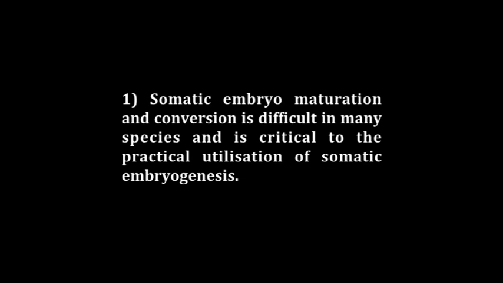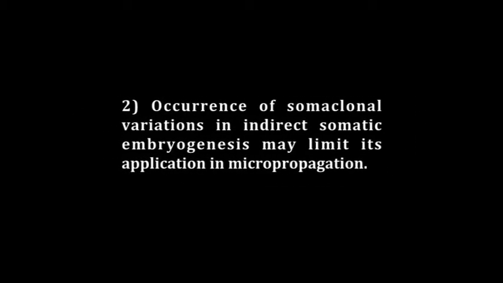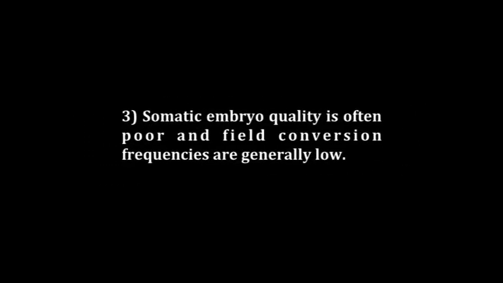Let us now see limitations of somatic embryogenesis. Somatic embryo maturation and conversion is difficult in many species and is critical to the practical utilization of somatic embryogenesis. The next limitation is occurrence of somaclonal variations in indirect somatic embryogenesis may limit its application in micropropagation. Next, somatic embryo quality is often poor and conversion frequencies are generally low. Large-scale production of somatic embryos is difficult.